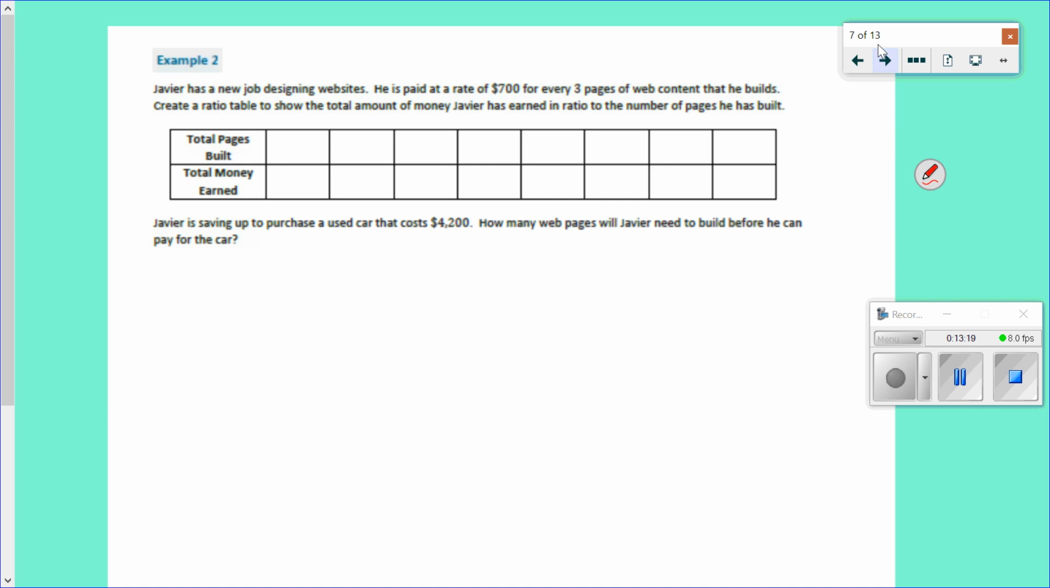Now, I will say, it's actually okay on these tables. Most of the time, we're going to do them up and down vertically, but it's actually okay to do them horizontally as well. So if your space dictates that a horizontal table would be better, there's nothing wrong with that. Okay? On this one, what we're going to say is, Javier has a new job designing his websites. He's paid at a rate of $700 for every 3 pages of web content that he builds. Create a ratio table, so there's a task, to show the total amount of money Javier has earned in ratio to the number of pages he has built. So what is my first entry going to be?